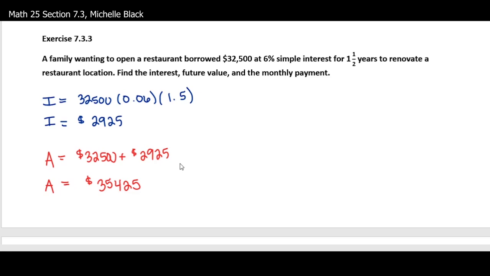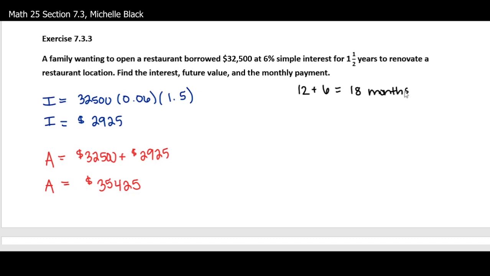Now, maybe you tried the monthly payment on your own, which is great, but if you didn't, what we need to do is figure out how many months they had this loan for. Well, it's 1.5 years, and a year has 12 months, and half the year is 6 months. So in total, they have this loan for 18 months.